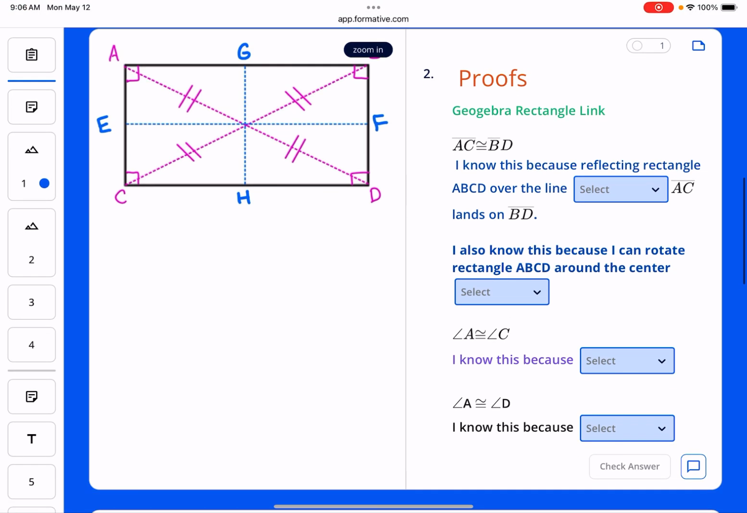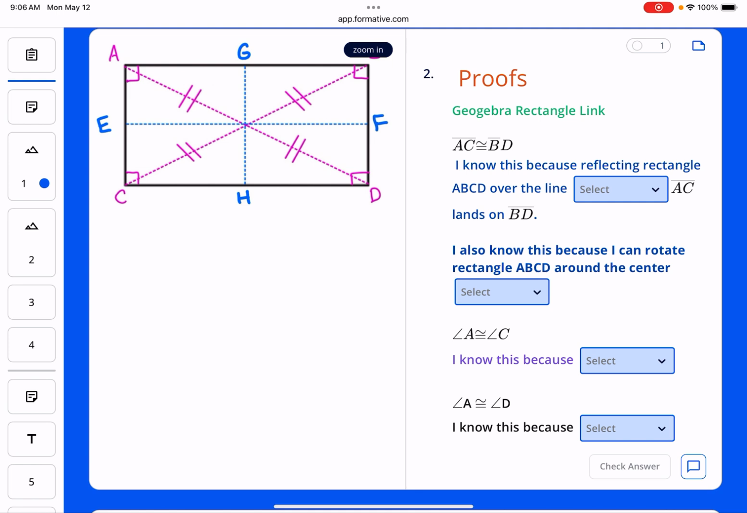6.7 task number 2 proofs. You need to prove that this rectangle is congruent in certain areas. So it says line segment AC, and remember that little symbol with the tilde over the equal sign means congruent, same size and shape as line BD. If you look at the rectangle, that is the leftmost vertical line of the triangle to the rightmost vertical side of the triangle. We need to prove that they are congruent.